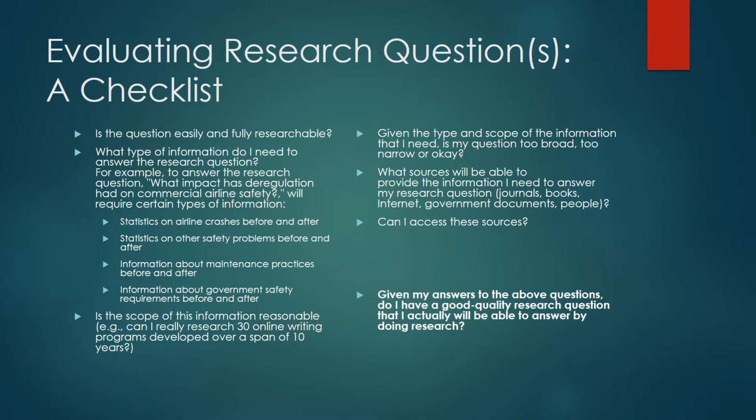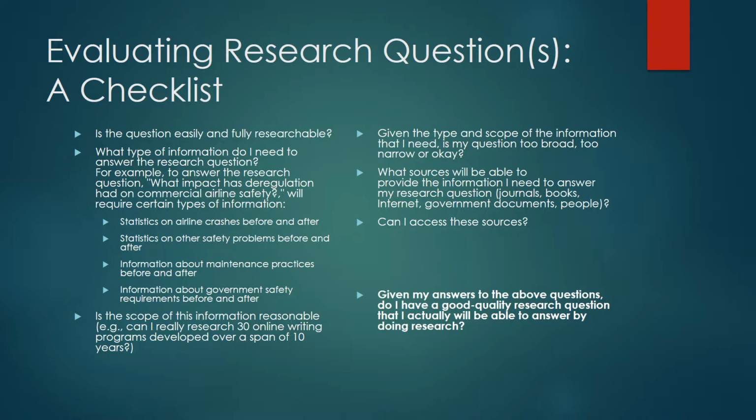After you've written and rewritten many different iterations of your research question, here is a checklist for you to go through to help identify the quality of your research question. So first off, is the question easily and fully researchable? Second, what type of information do I need to answer the research question?